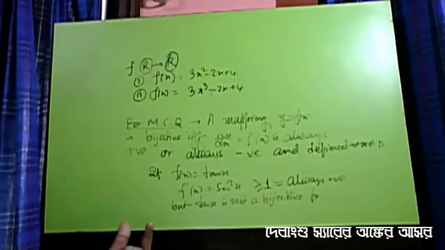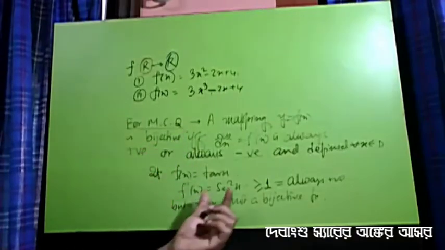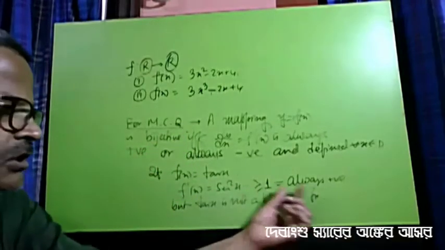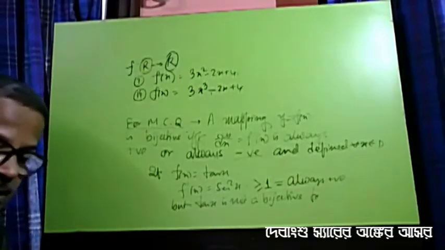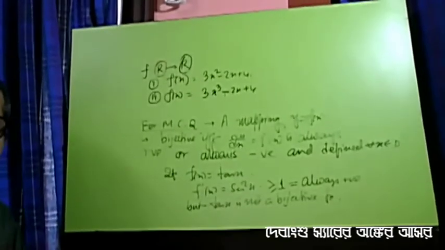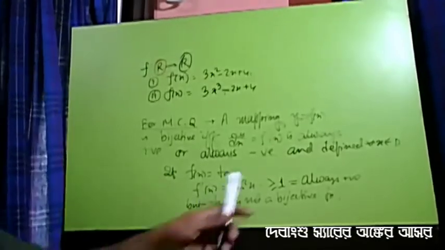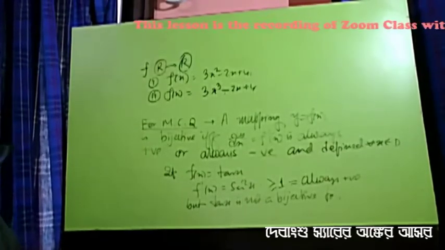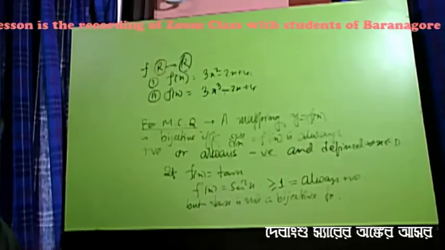So what happened? What is the difference? Because sec square x is not defined for all x. Sec square x is sometimes undefined. Where cos x is 0, sec square x is undefined. So the derivative must be defined and always positive. This is for MCQ.